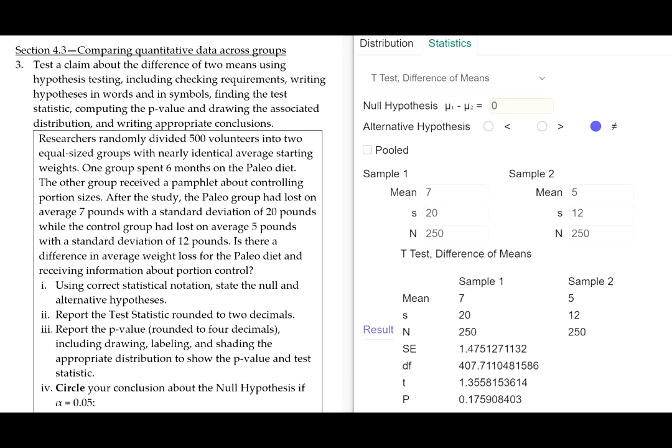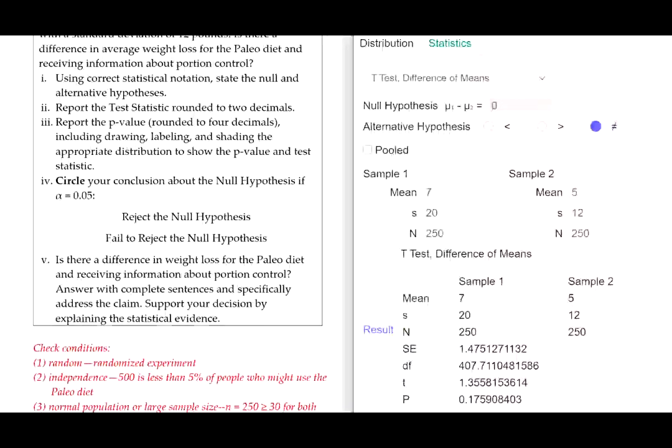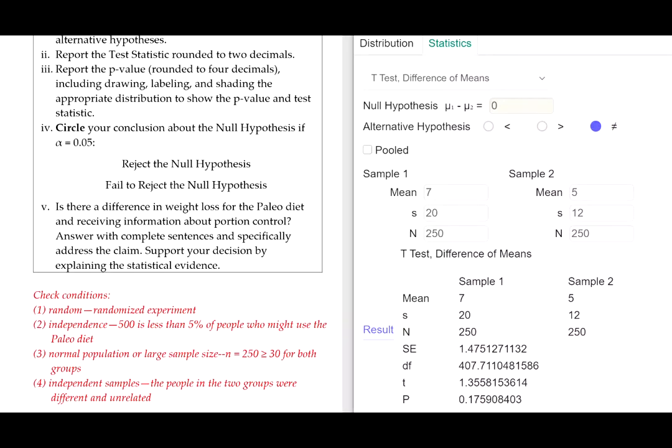So the group that just received information about portion control is our control group. We have a quantitative variable of interest, which is weight loss, and then we have two groups that we are comparing, the paleo individuals and those in the control group. This question doesn't actually ask for the requirements, but since that's part of the learning objective, let's talk about that first. The conditions that you need to check are, number 1, you need to have random.